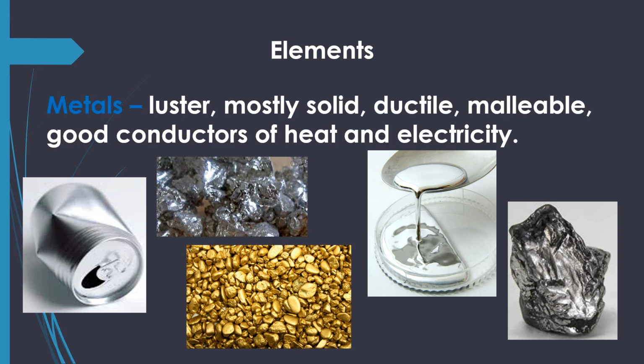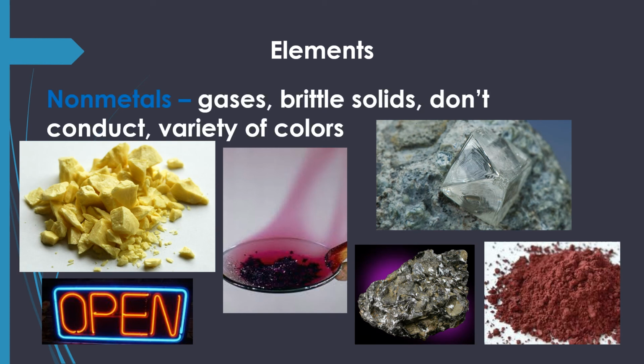Metals tend to have luster. They're mostly solid. They're ductile, which is a word that means you can pull them into wire. Malleable means you can hammer it with a mallet and shape them. They're good conductors of heat and electricity, which is why we use them in wires. Those are properties of some metals. So again, on a test, I might say, which of these is a metal property? Nonmetals are gases. They're brittle solids. They don't really conduct, and they come in a variety of colors, whereas metals are pretty much silver or goldish.